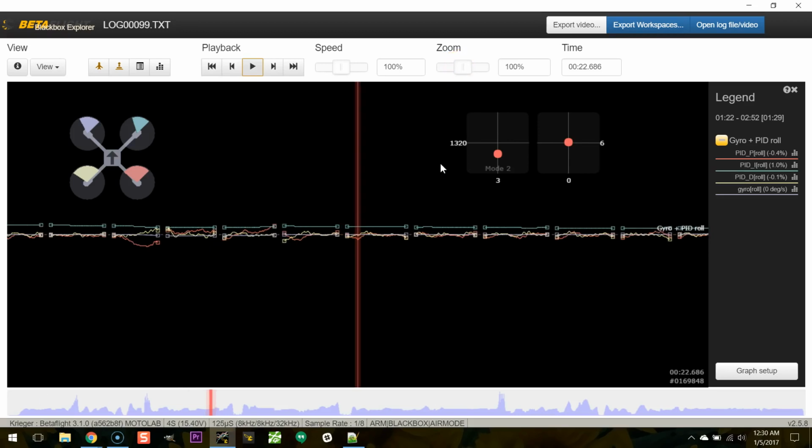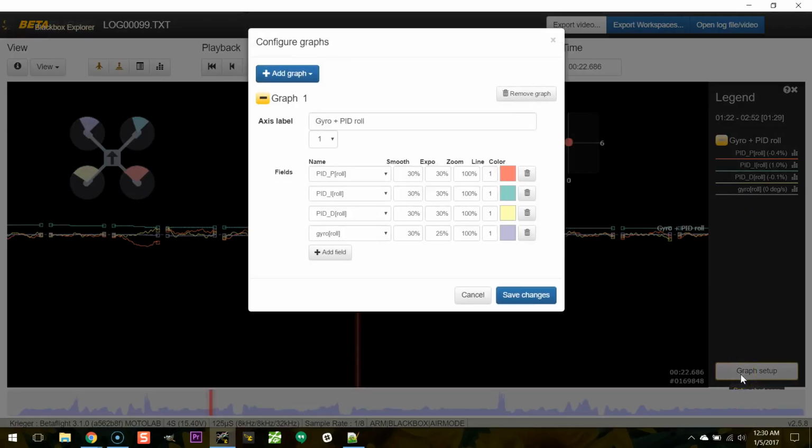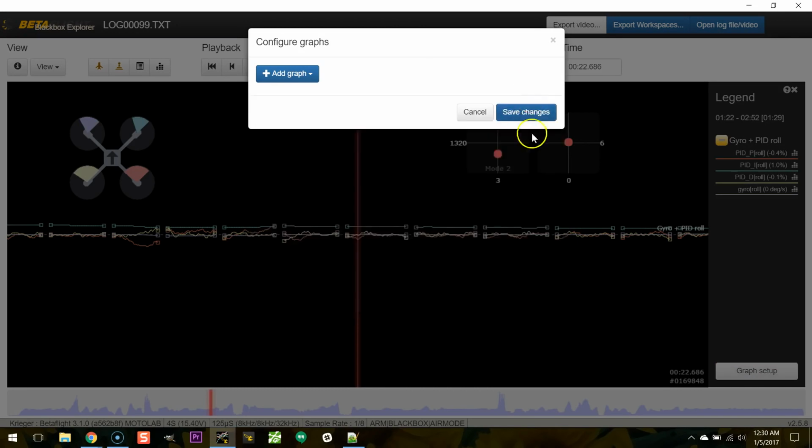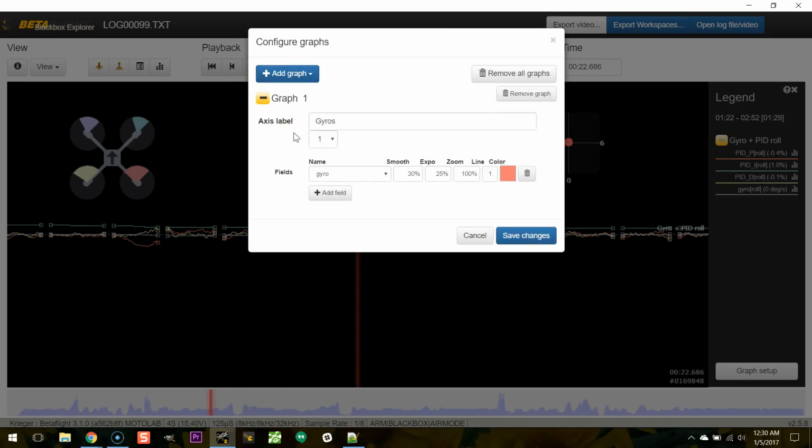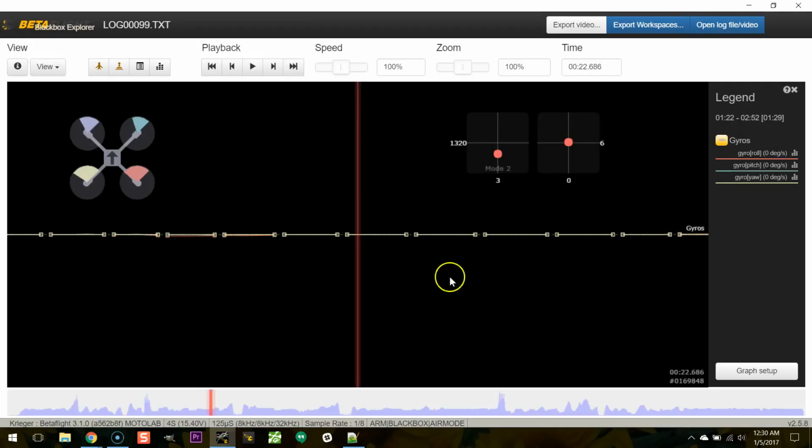So what I'd like you to do now is go to Graph Setup. If you have any graphs loaded here, go ahead and remove them until there are no graphs visible. Then click Add Graph and add the gyros graph. That's all I want you to do right now. Then I'll hit Save Changes, and there we go.